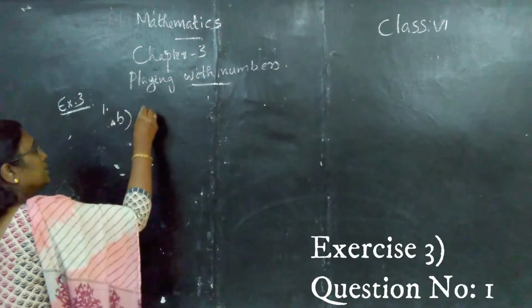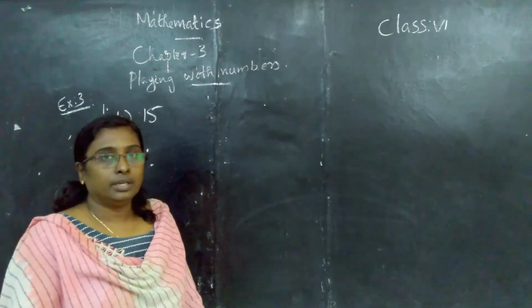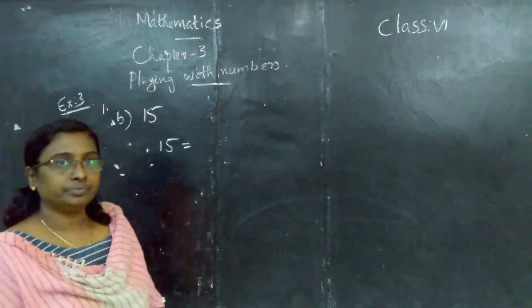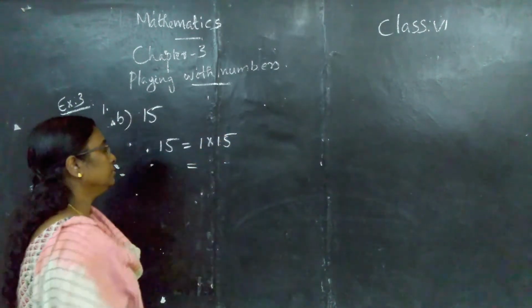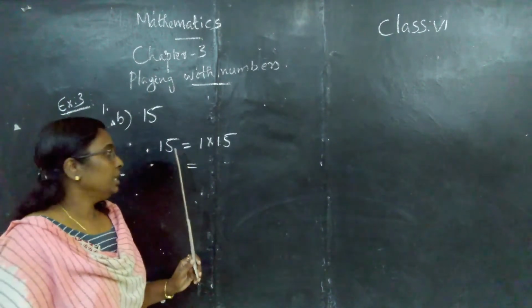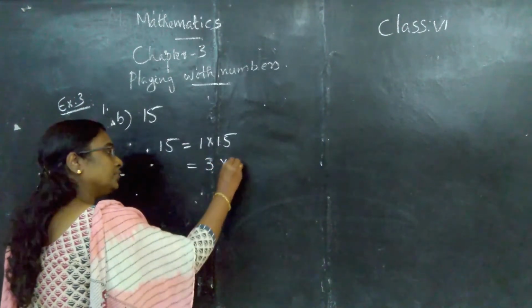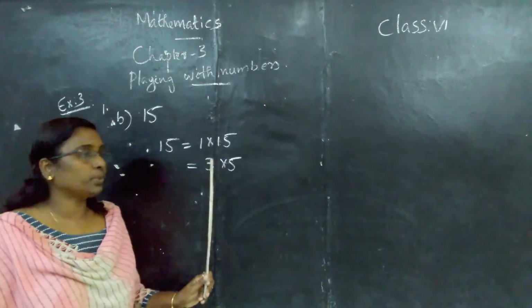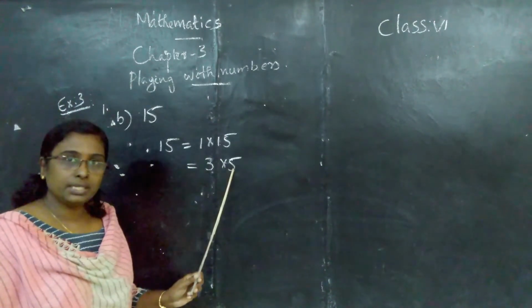The second question is, find all the factors of 15. As above, we can write 15 as 1 into 15. 2 is not an exact divisor of 15, isn't it? So, next number, go to 3, 3 into 5. These two are the possible ways to express this as a product of two numbers. No other factors, no other possibilities are here.